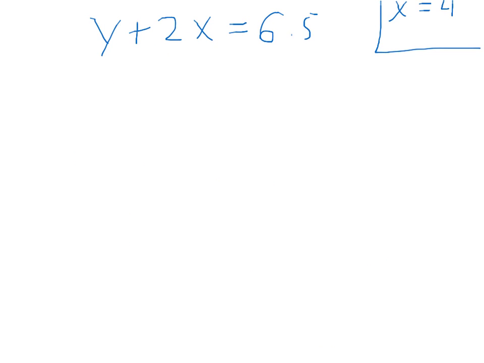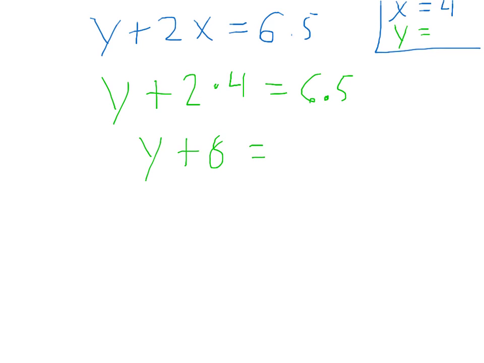Okay, this is the second equation here. I have x equals 4, no y yet. Okay, we're going to come back to that in just a second. So let's say in place of this x right here, we are just going to simply plug in our value for x, which is 4. So now I can say that y plus 2 times 4 equals 6.5. Well, 2 times 4 is 8, so y plus 8 equals 6.5.